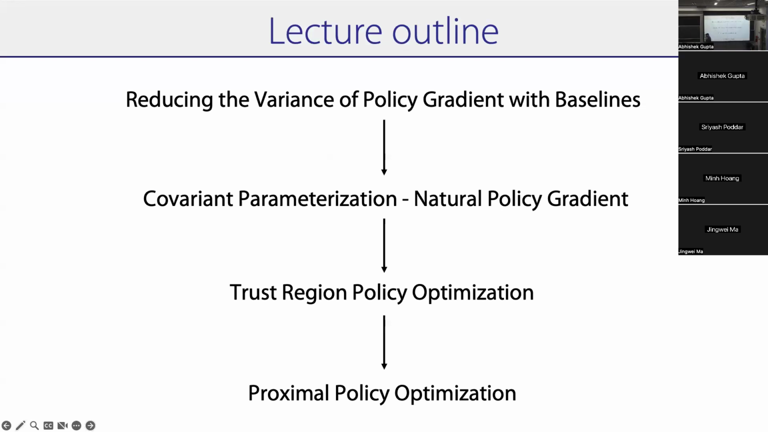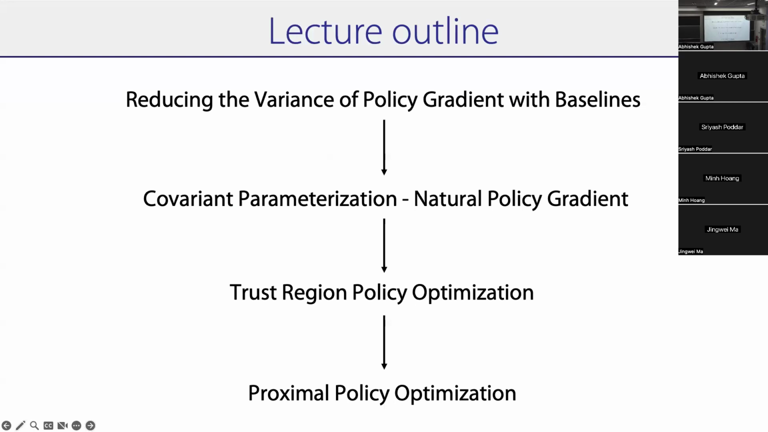Okay. So we're going to talk about trust region policy optimization, which is a practical way to implement insights of natural policy gradient. Then we'll talk about proximal policy optimization, or PPO, which is king, right? That's how you solve all problems in the universe. And so, yeah, that's going to be our outline. We'll see where we get.